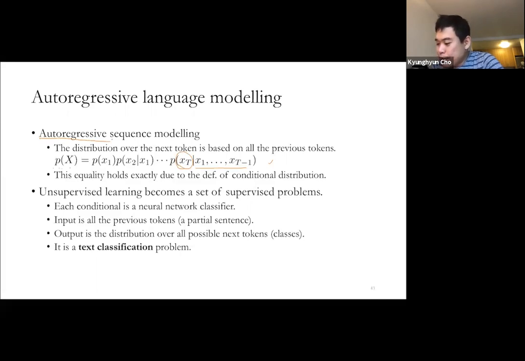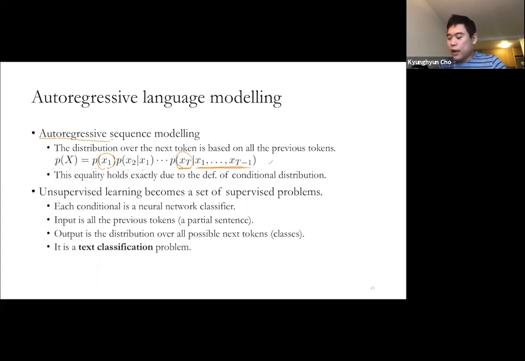So in the case of trying to compute the probability of a sentence X, what we need to compute is the probability of the first word. Now, the first word does not depend on anything else because it is the first word. Then I need to compute the probability of the second word given the first word. I need to compute the probability of the third word given the second word and the first word. And I go on and on until I compute the probability of the last word given all the previous words. Then all I need to do is simply multiply all those conditional probabilities, and I end up with the probability of a sentence.